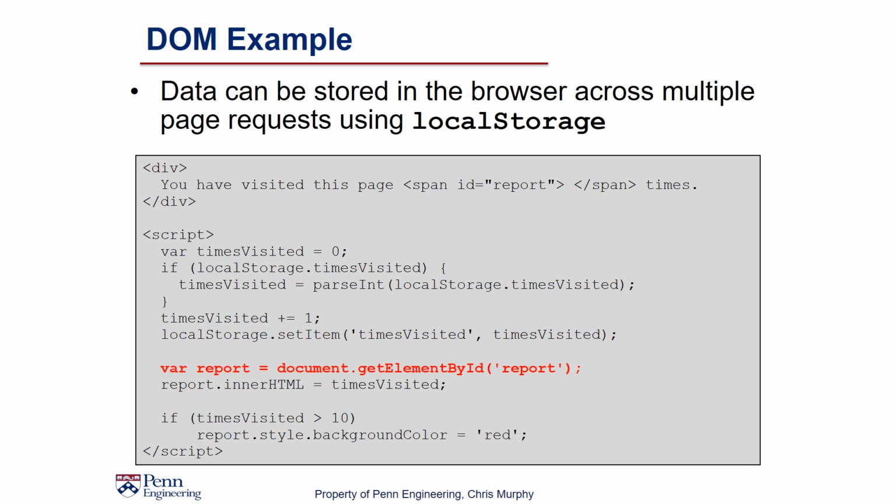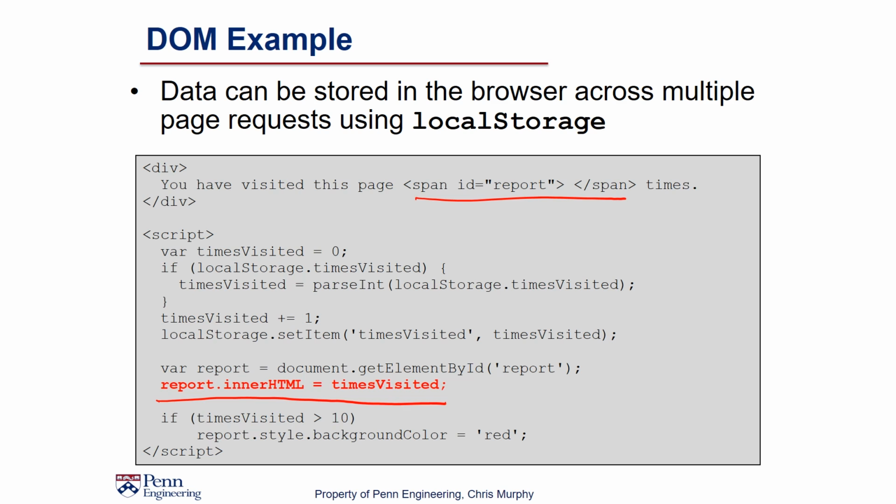As we saw previously, we'll use the document global variable to get the HTML element by its ID, here using report, which will match this up here. Now we have a JavaScript object that represents that HTML element, and we can set its inner HTML content by setting its innerHTML property to timesVisited.